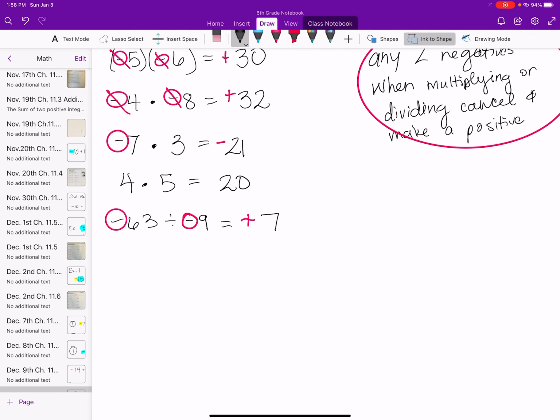Okay, if we have negative 54, ooh, it's just not cooperating today. Negative 54 divided by a positive 6. 54 divided by 6 is 9. There's only one negative this time, so our answer has to stay negative. If we have a positive 81 divided by a positive 9, well, they're both positive, so our answer is going to be positive, and 81 divided by 9 is 9, and it's a positive.